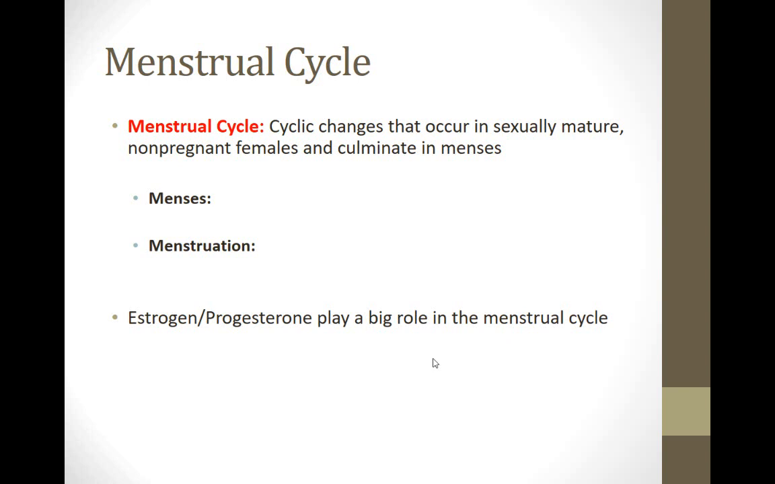Menses is the shedding of the endometrium. Where menstruation is the discharge of that material, I would say just the discharge of the endometrium out of the body. Okay, so menses is the shedding of the endometrium. Menstruation is the discharge of the endometrium out of the body. And your hormones estrogen and progesterone play a significant role in why these cyclic changes happen, because these hormones are going to go up and down throughout the month, and that's what we need to look at.